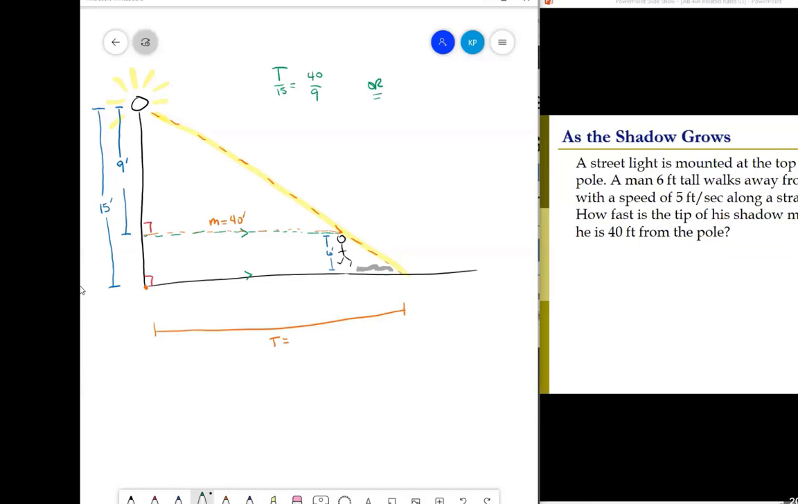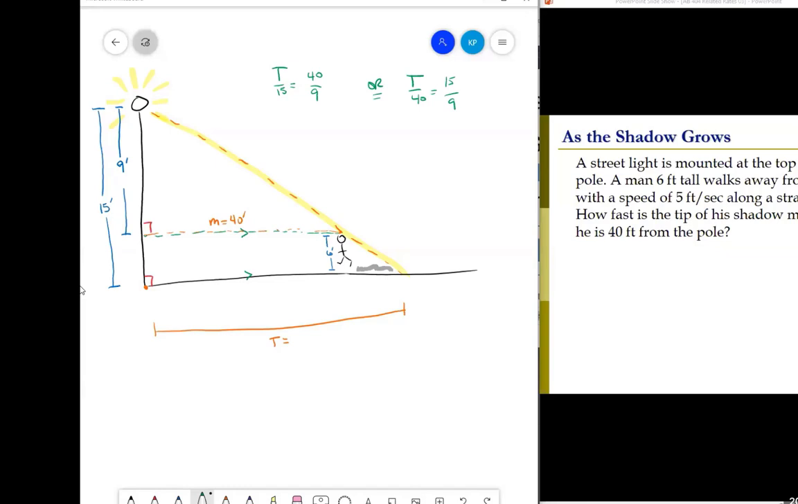T, the bottom leg, is to the bottom leg. So you could say T is to 40 as the left side of the big triangle is to the left side of the small triangle, as 15 is to 9. I don't know if you guys know, but these are equivalent proportions. They're going to be equivalent when you cross multiply. It's going to allow us to solve for T, and they're going to give us the same answer.